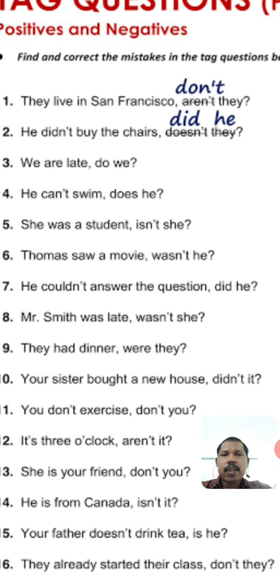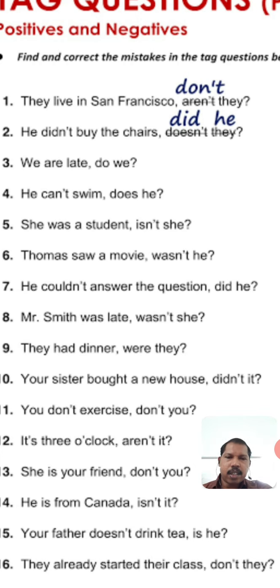Next third one. We are late. Do we is given. First you check whether it is right or not. Are is the helping verb. So it should not be do. So it is wrong. We have to use the correct one. Are negative, aren't. Then personal pronoun we is given here, aren't we. So aren't we is the right answer. He can't swim. Does he? Negative statement is given here. Not affirmative, negative sentence is given here. So can't, opposite is can. So can he. He is the personal pronoun. So we are using can he.